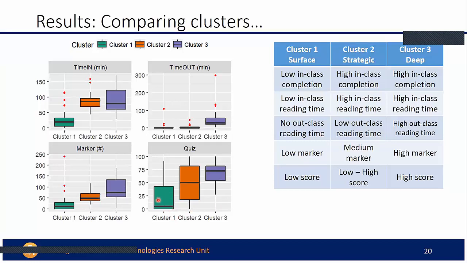So we can say that the students in cluster 1 got the lowest quiz scores. On the other hand, the students in cluster 3 got the highest quiz scores. But the students in cluster 2 got both low scores and high scores. So it is something in between.